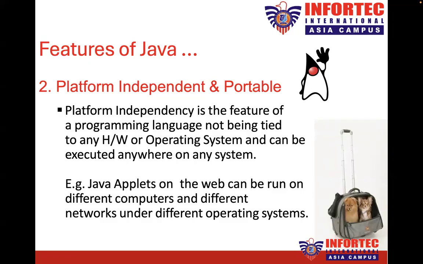Then the next feature is platform independence and portable. So here this is talking about you can run Java wherever you want. You can run Java on whatever platform you have. So if you have an old computer, if you have a new computer, if you have a MacBook, if you have Windows, laptop, desktop, in whatever computer type, you can run Java. That feasibility we call platform independent.